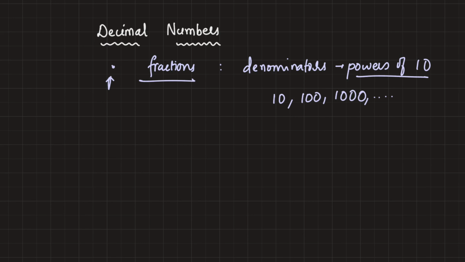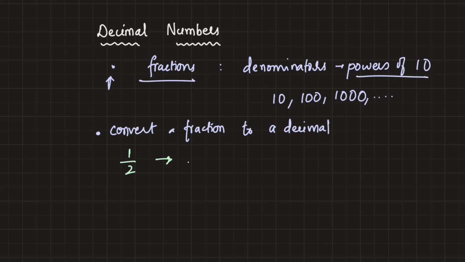So let us understand how we can convert a fraction to a decimal. Let us take the example 1 by 2, half. We just need to rewrite it so that the denominator is a power of 10, in this case 10. So half we can write as 5 by 10. So this we can now write as 0.5.